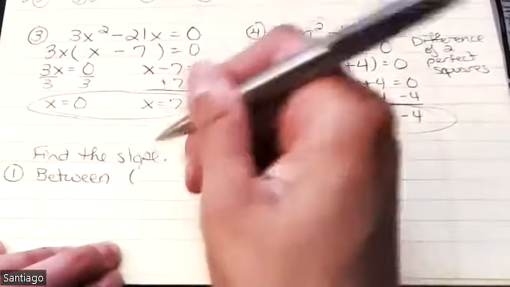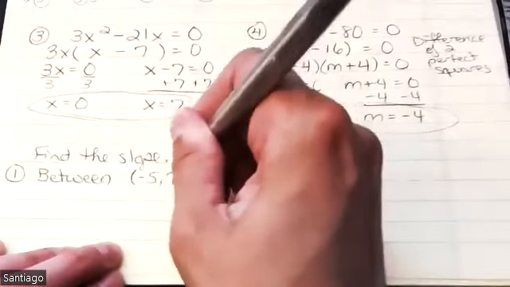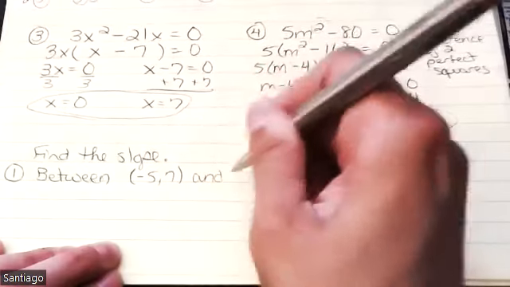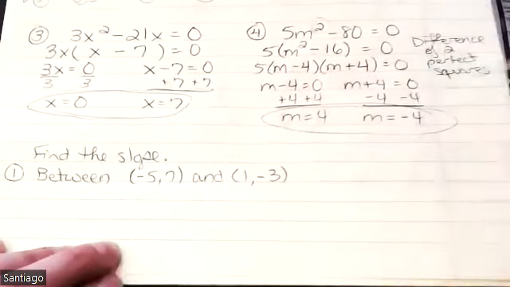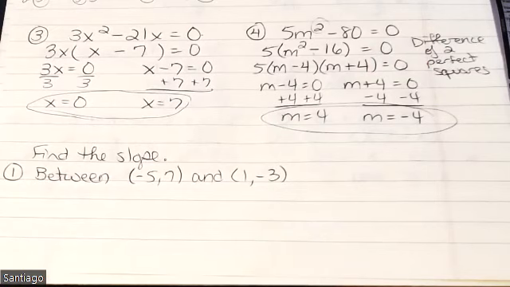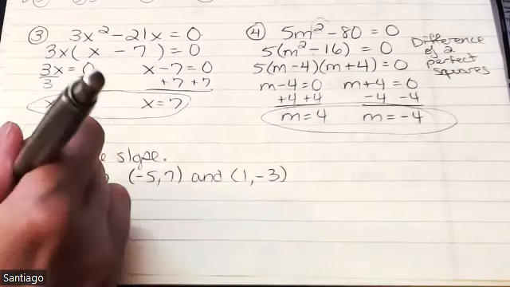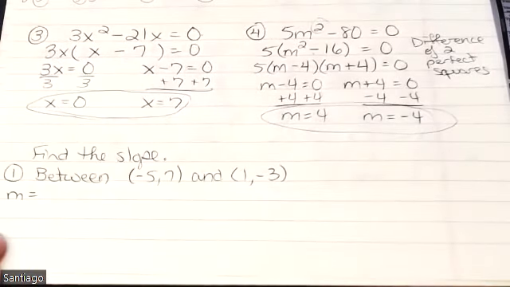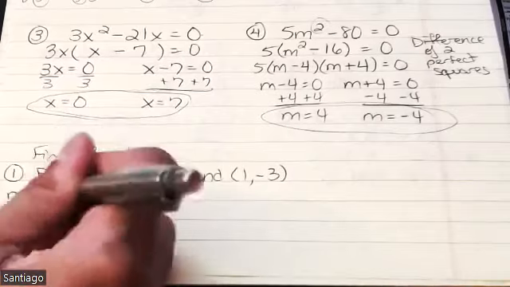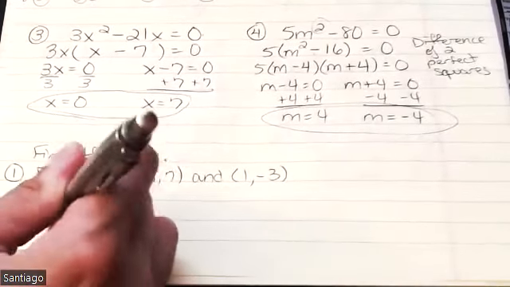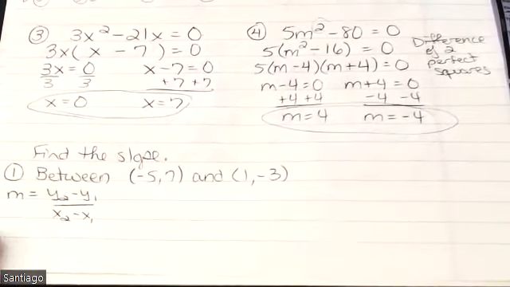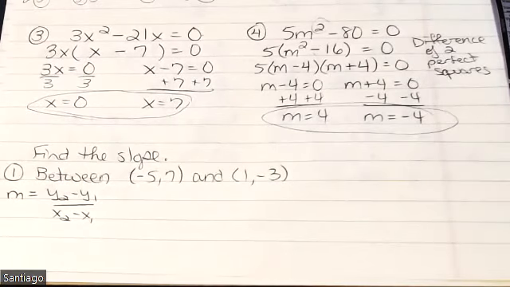So let's find the slope between the points (-5, 7) and (1, -3). So in order to find the slope between these 2 points, we have to use our slope formula. So as a reminder, m is going to be equal to, which by the way, m is slope. M is going to be equal to y2 minus y1 over x2 minus x1. What is going to be helpful to us is recording what is x1, y1, etc.